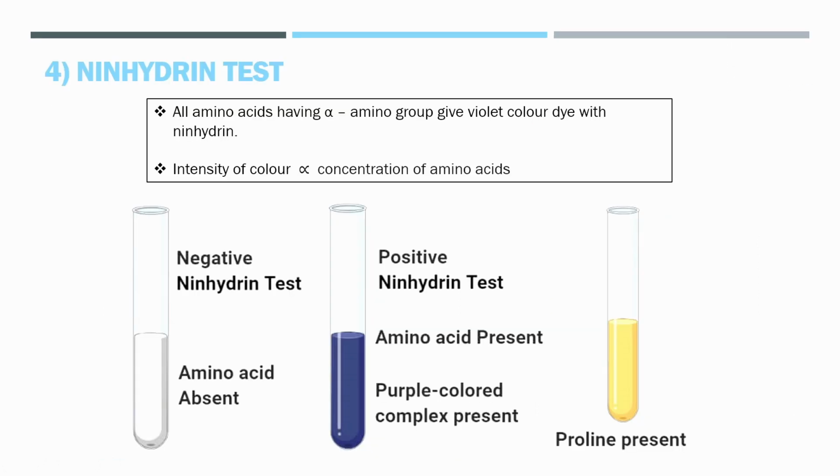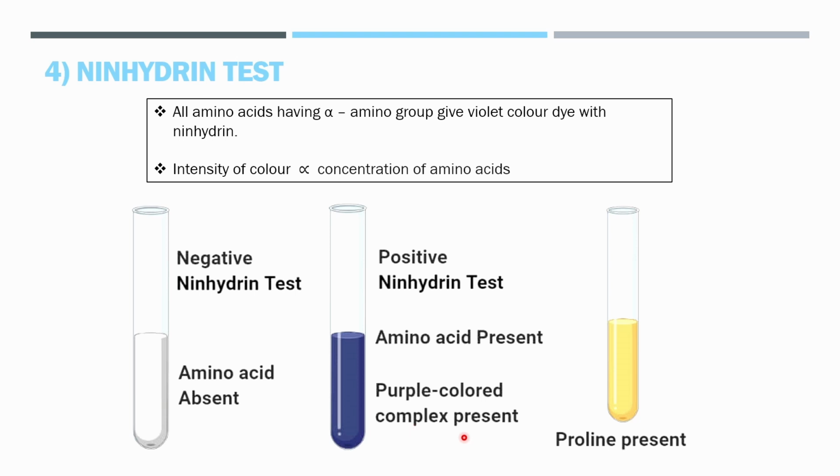A small test that all alpha amino acids show is called the Ninhydrin test. In this, all amino acids having an alpha amino group would give a violet color dye with Ninhydrin. Ninhydrin is a reagent. If the amino acid is not present in a solution, it would leave the solution as it is, also called the negative Ninhydrin test. And if the amino acid has the alpha amino group, then it would be a positive Ninhydrin test, giving a purple colored complex.